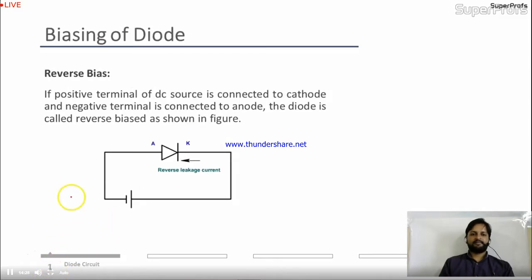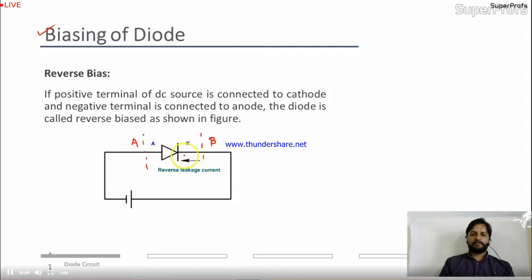Come to the next. Now we'll talk about the biasing of the diode. We have two types of biasing, as we discussed earlier. One is reverse bias and one is forward bias. Take one diode. See, this is the diode, A and B, right? This is the N type, or I can say this is the N part of the diode, and this is the P part of the diode. The N part we call the cathode and the P part we call the anode. Now I'll talk in terms of anode and cathode only.